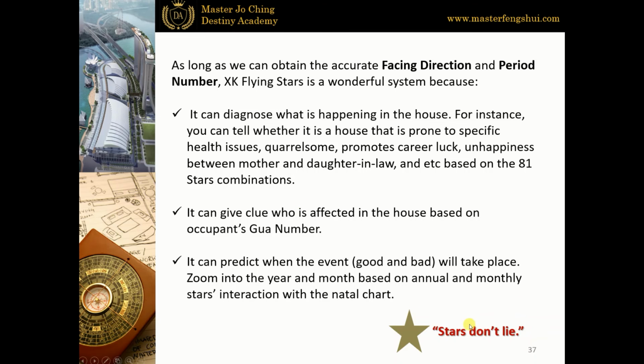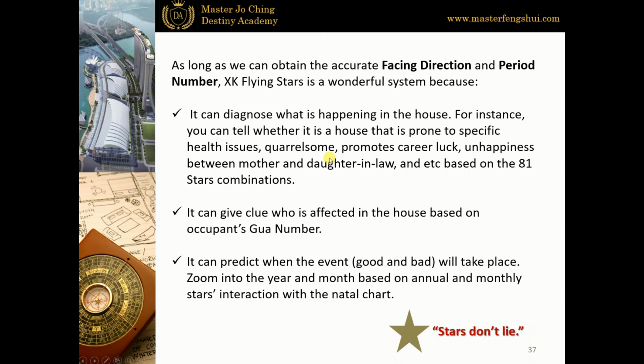stars don't lie. If you can plot the accurate natal chart of the house, you can actually read the house like a Bazi. For instance, you can tell whether it is a house that is prone to specific health issues. Like for example, you got a 2-5 combo, you know that it is no good. You got 2-1, 2-5, 5-9, all those that involve number 5. You know that if they come to certain specific important sectors, or you sleep in those rooms, you're going to get health issues. And before the occupant tells you what problem they have, you can already tell them. You can say, oh, you probably have a heart disease, you probably have a stomach issue, etc.